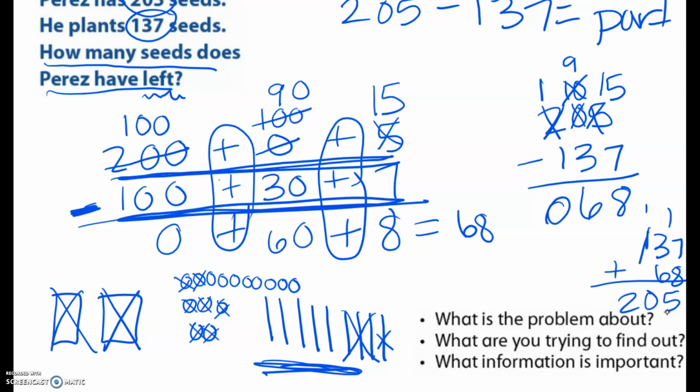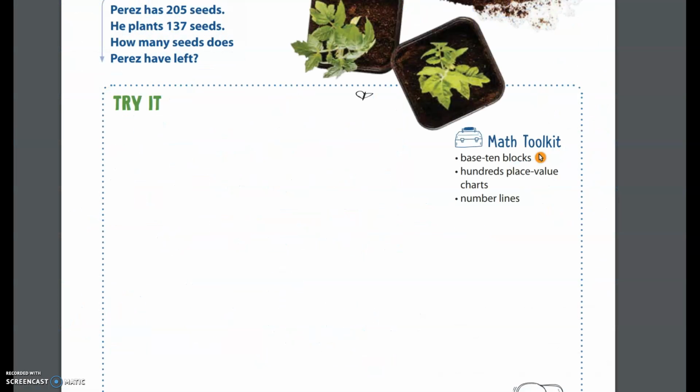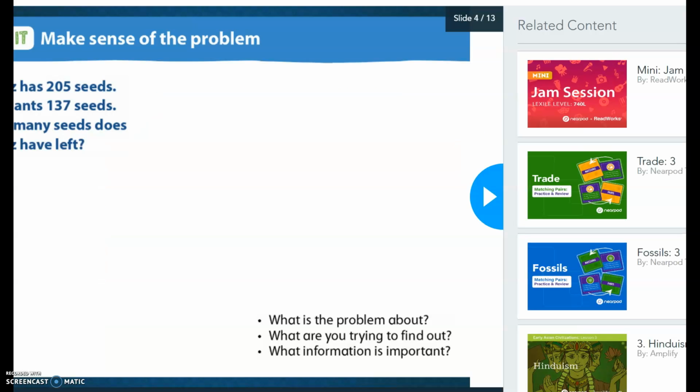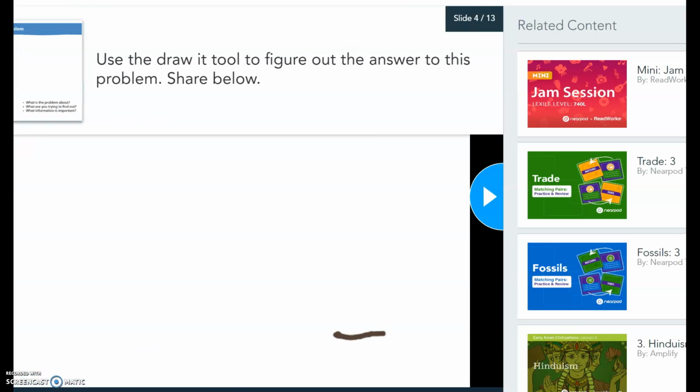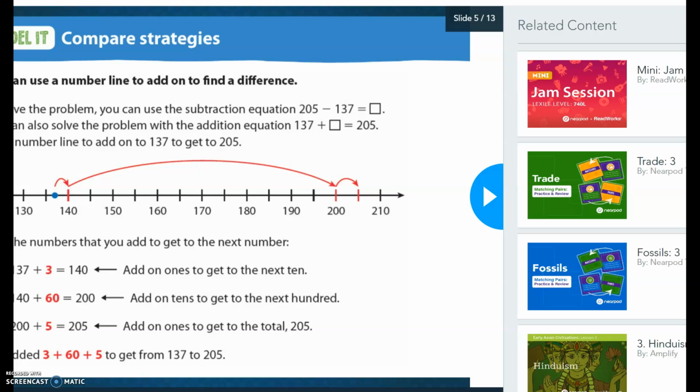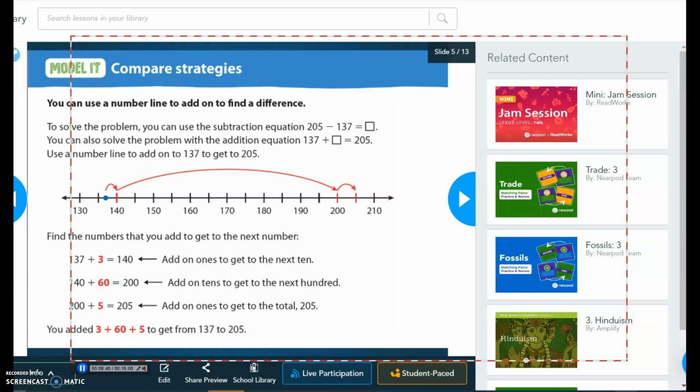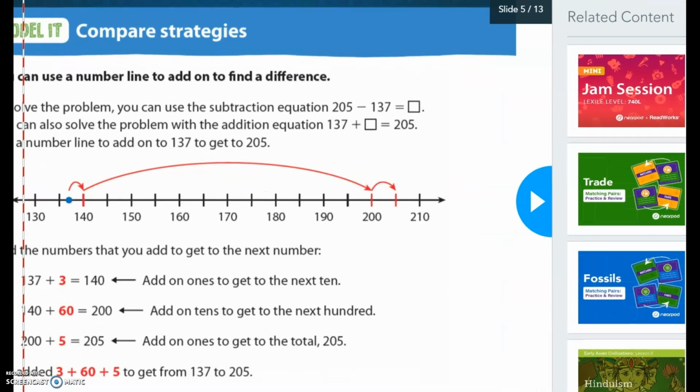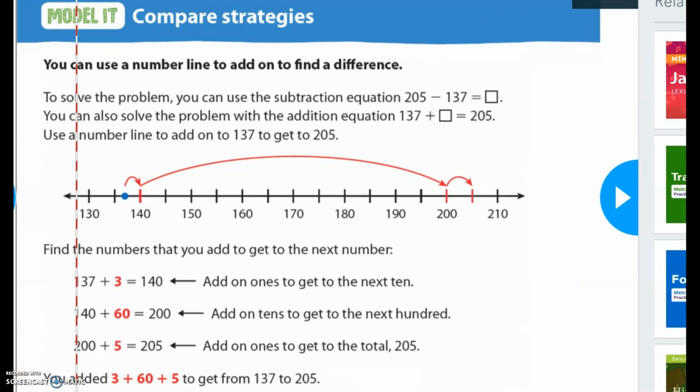Okay, so let's go on and look at the next one. So our next page shows us that, let me fix this so you can see the whole thing. So I have that red line, but just ignore that little dotted line. It's just part of what the camera is doing.